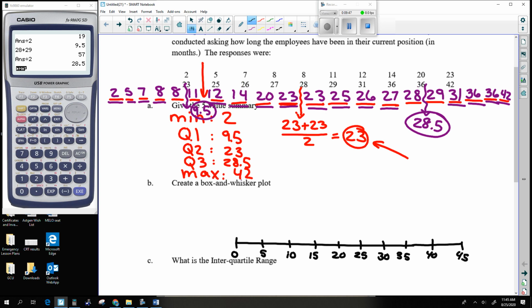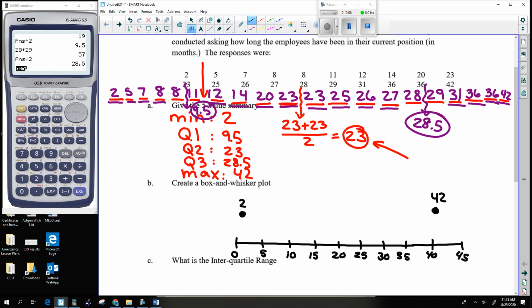What happens is you put a dot for your min and max. So I go up a ways, and where 2 would be, I put a dot, and label the dot. I go up to where 42 would be, and again, same height, I make a dot, and that is 42. I make vertical lines for all of my quartiles.